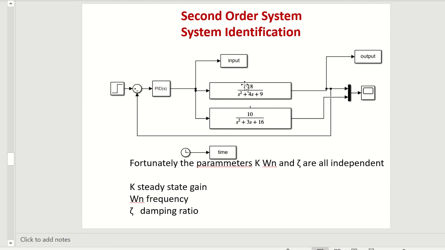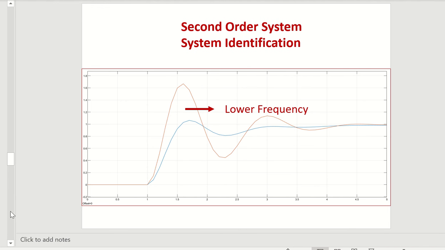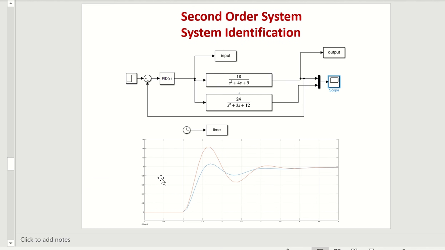The model's like omega n squared over s squared plus 2 zeta omega n s plus omega n squared. This has got a gain of 2 unfortunately, so it's like 2 omega n squared there. So if you change that number, you need to change this one as well. Otherwise, if you don't change both, the steady state gain will change, and then you'll have to readjust the steady state again. So we can change the frequency, and we can then get the frequencies roughly right.